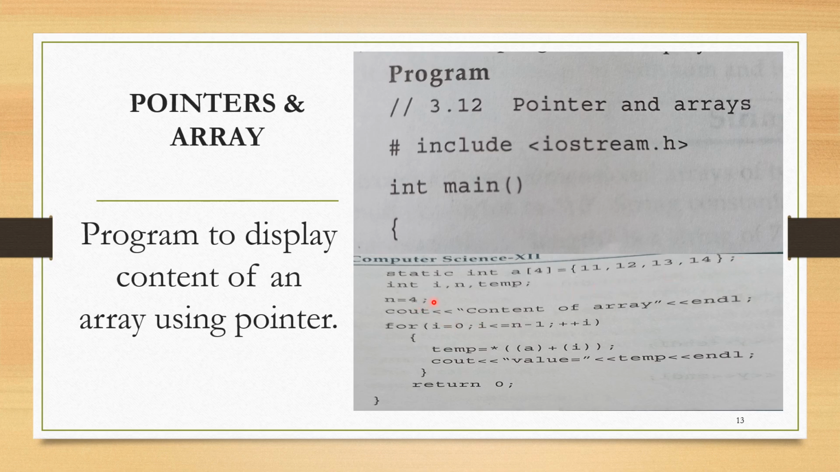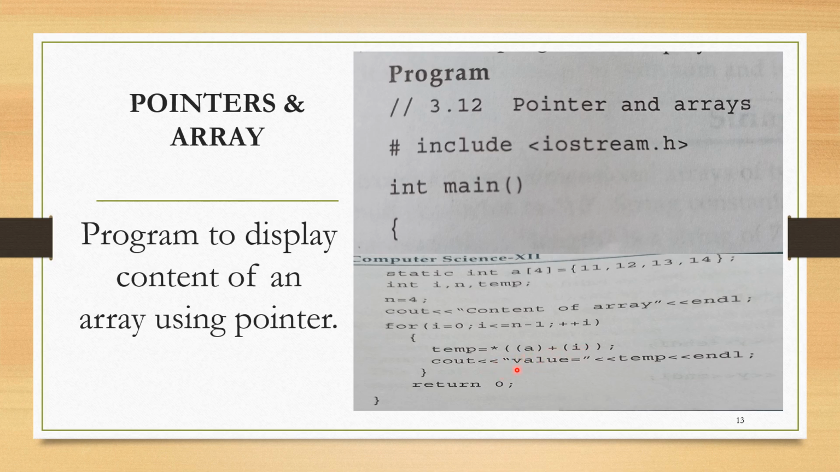We have defined a[4] and n, integers, and n is 4, I mean the size of the array is 4. We display the array on the screen. Now we put a for loop up to 4 times, where we display the values of the array, that is 11, 12, 13 and 14. How do we do it? We are not using the value directly. We are using the addresses, by pointer.